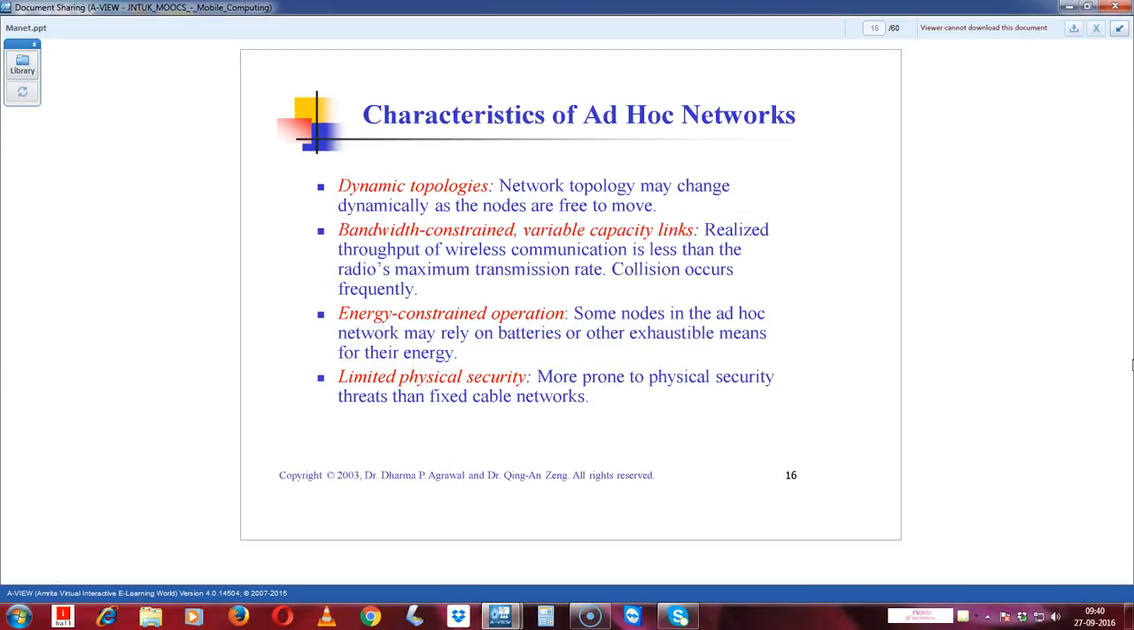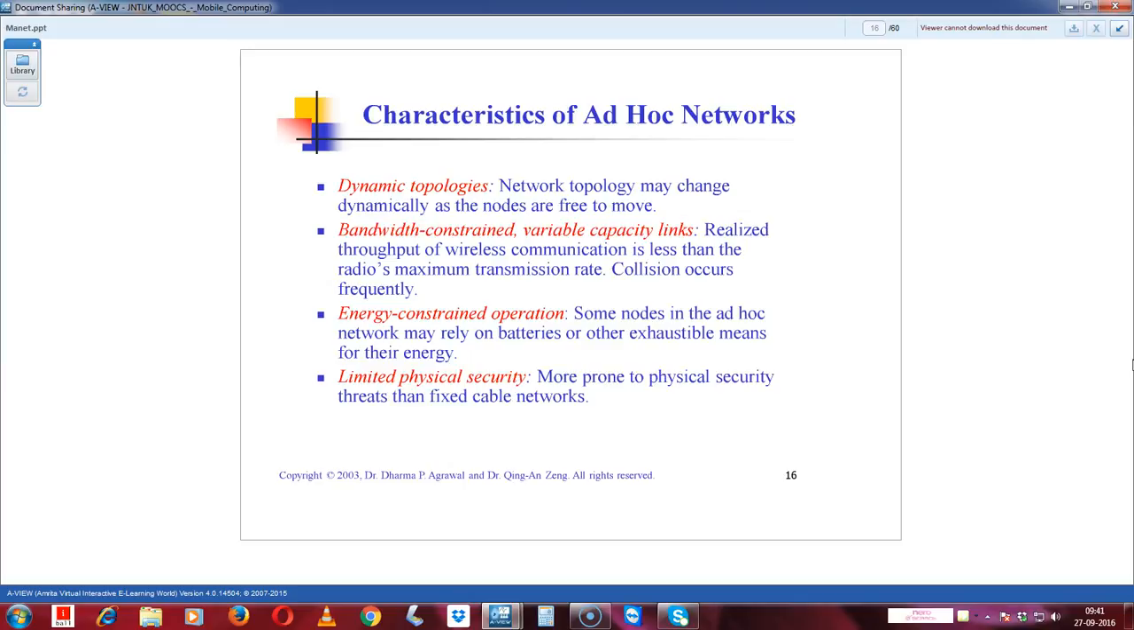So dynamic routing algorithms. Okay. Network topology may change dynamically as the nodes are free to move. Second is your bandwidth constraint. The realized throughput of wireless communication is less than the radio's maximum transmission rate. And also collisions can occur frequently, because the source is giving the data to the destination and an intermediate node may get the data from two paths. If it is getting the same data, it can collide and cannot determine the actual source from where it is coming. This is one collision. We'll see in the next slides how collision happens in this case.